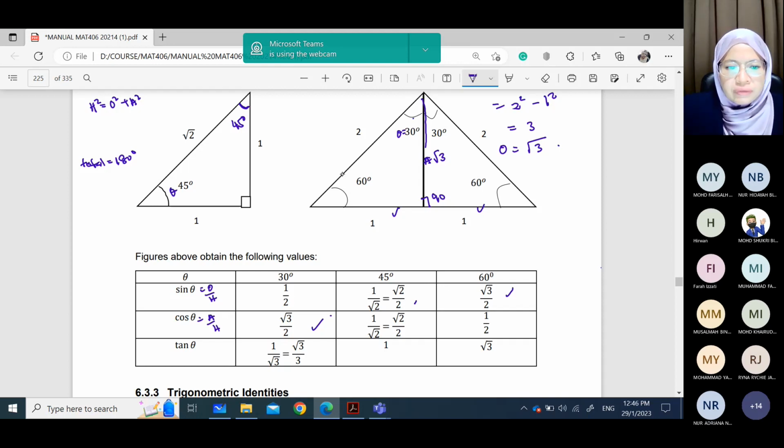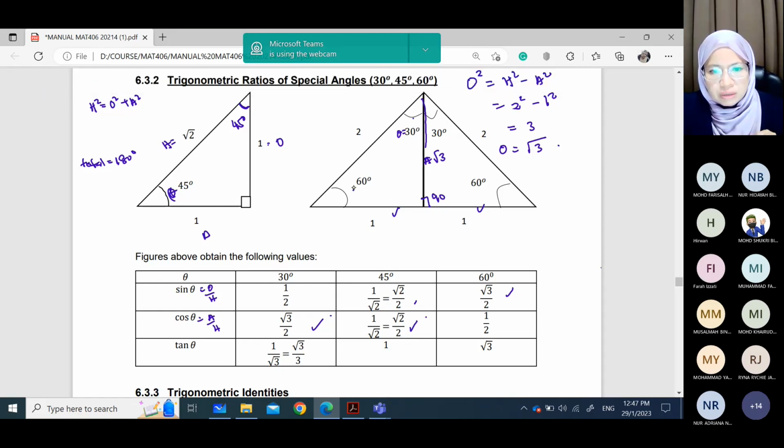Faham? So kalau untuk 45 degree, we look at this diagram 45 degree. So ini dia punya angle 45 degree. This one is about opposite, adjacent and hypotenuse. Okay, so untuk cosine, cosine is adjacent over hypotenuse. So that's why we have 1 over root 2. Okay, so kalau 60 degrees bersamalah, you tengok 60 degrees kat sini. It is about 1 over 2. Faham? Ada soalan tak untuk ini?